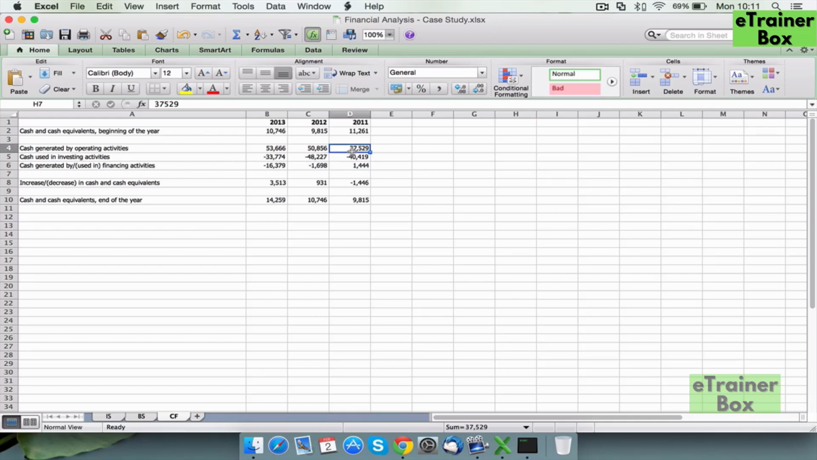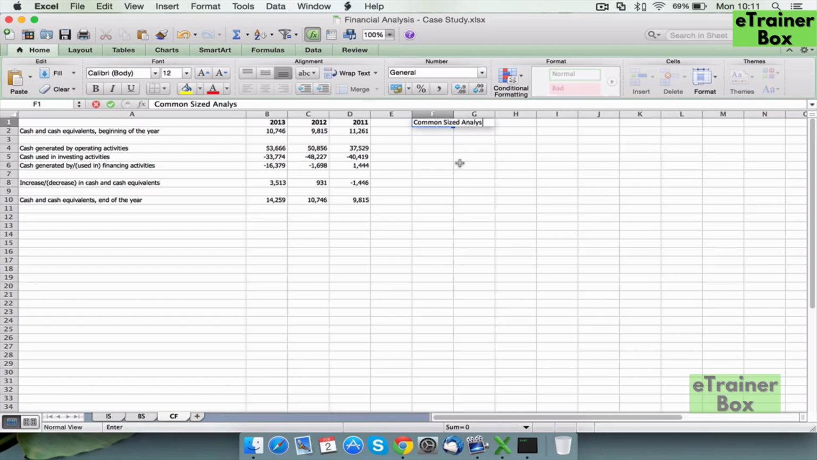So Apple Inc. has generated cash flows of $37,000 in 2011, 50 in 2012 and 53 in 2013. It has used money in investments in all these 3 years, and in 2013 it's also used money in financing activities. So let us do a simple common sized analysis for Apple Inc.